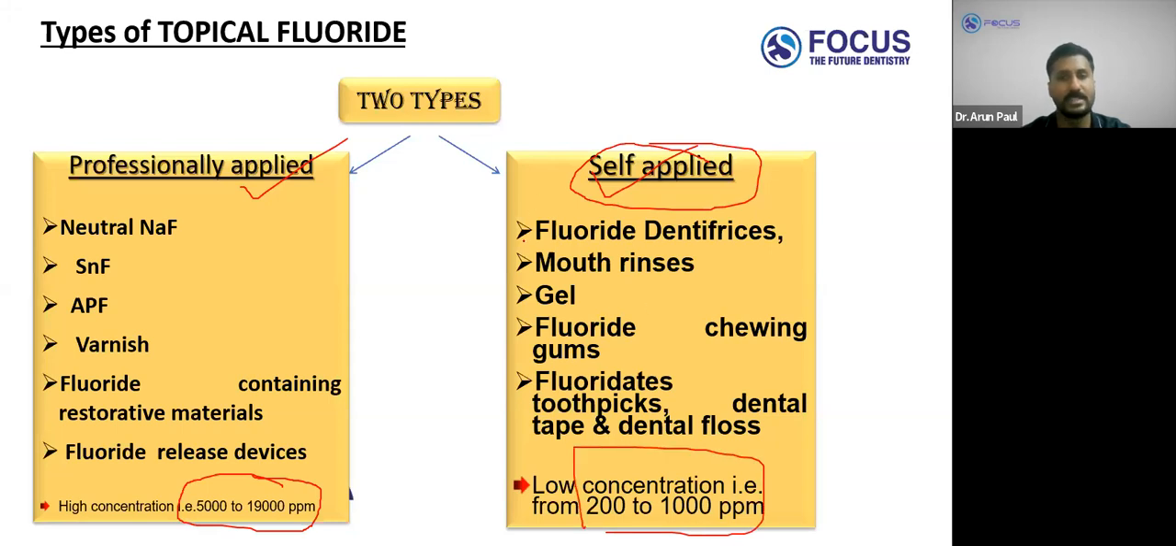These are examples of dentifrices, toothpaste, mouth rinse, gel, fluoride chewing gums, toothpicks, dental tape, and floss. Whereas professionally applied are sodium fluoride, stannous fluoride, APF, varnish, restorative materials, and fluoride releasing devices which are attached onto the tooth surfaces. So today we'll be talking about sodium fluoride and acidulated phosphate fluoride.